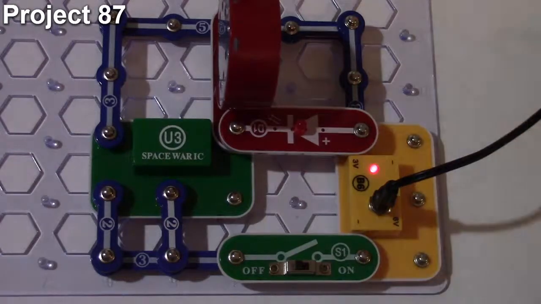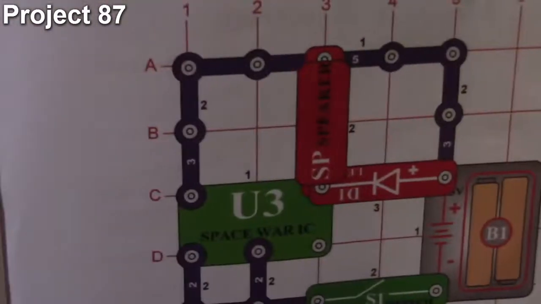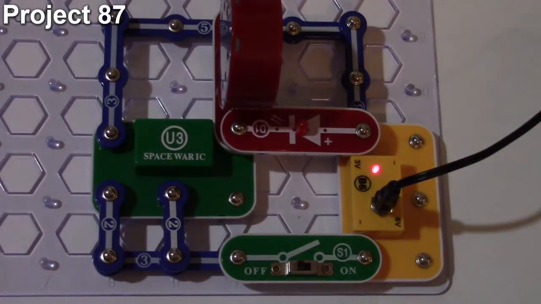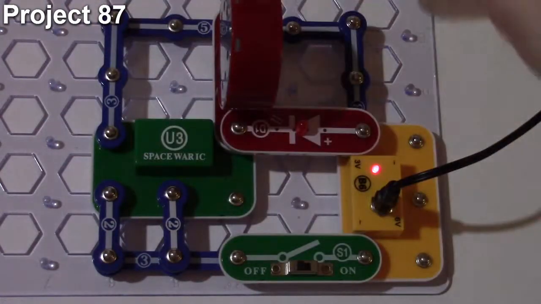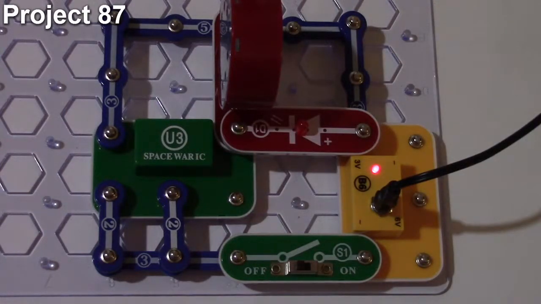So here we are with project number 87. And it's the bomb squad's bomb sound. And there's what our circuit looks like. And the objective here is to build a circuit that makes a sound like a bomb. So anyway, the space war IC is hooked up. We get our two inputs down here. Our connection here, we've got our speaker and LED hooked up on the output side.